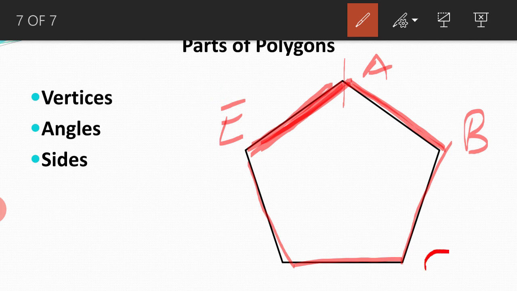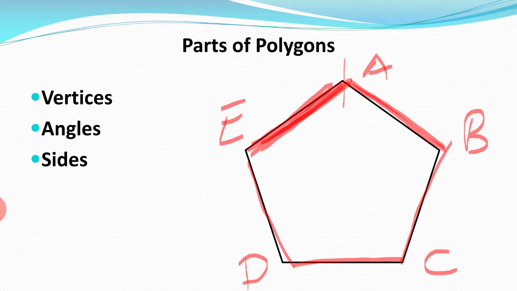So which 2 line segments will you get? AE and AB. Then which are the two adjacent points for B? A and C. So AB and BC. So these are the line segments joining adjacent points, and hence you have sides AB, BC, CD, DE and EA. Then come diagonals.